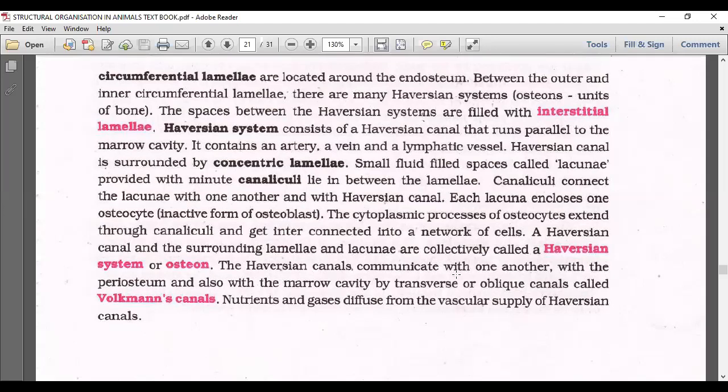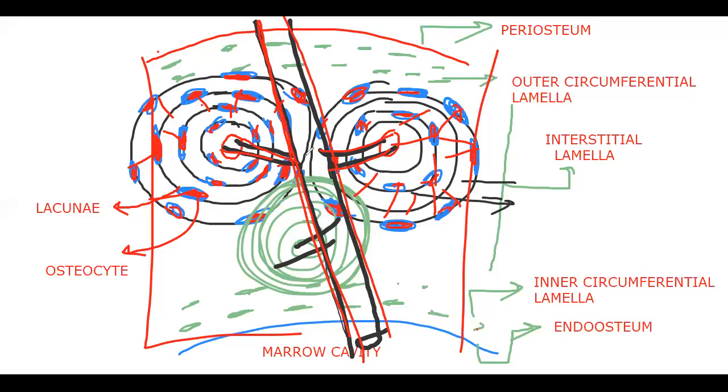The Haversian canals communicate with one another, with the periosteum, and also with the marrow cavity by a transverse oblique canal called Volkmann's canal. Nutrients and gases diffuse from the vascular supply of the Haversian system. Everything is shown here along with the Volkmann's canal. This is the Volkmann's canal we drew, and from there nourishment goes to the Haversian canals.